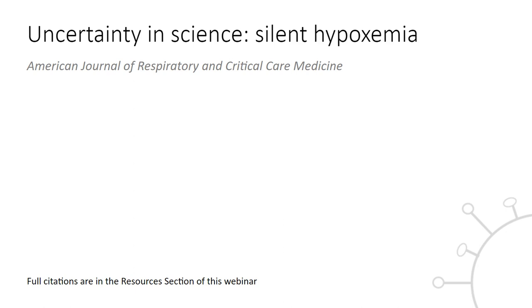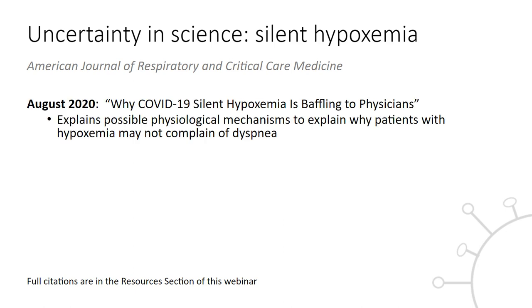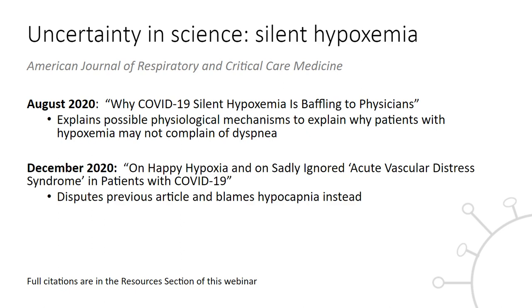There's the American Journal of Respiratory and Critical Care Medicine, which is physicians that are taking care of people in the ICU. And back in August, they had a very nice article about silent hypoxemia, and it goes into some of the physiological mechanisms that they felt could explain why these patients were not complaining of dyspnea and exhibiting elevated ventilation. And if you want to teach this, I highly recommend it. And again, it's listed in the resources.